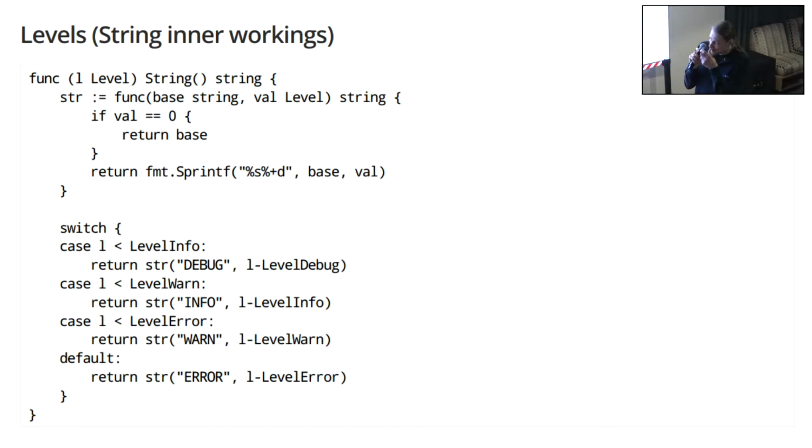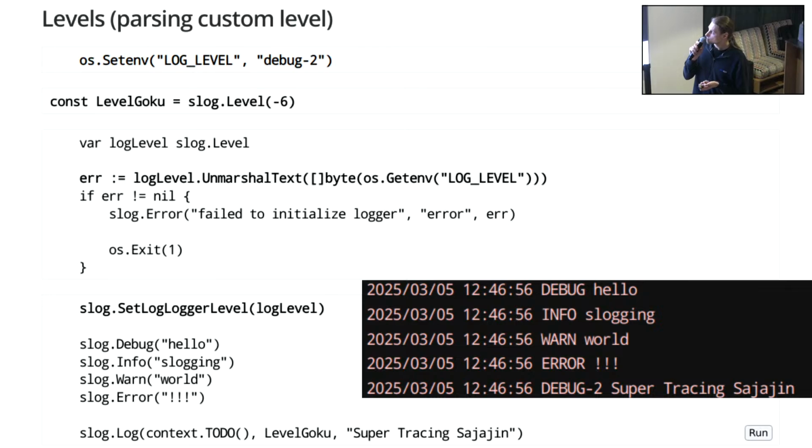How it calculates is it just takes your integer level and compares it with the default values and basically either adds or subtracts relative to the info level or others. So how do we pass a custom level in our case? In order to do that, we can use the same approach that we used before, and we would just need to pass a debug -2.